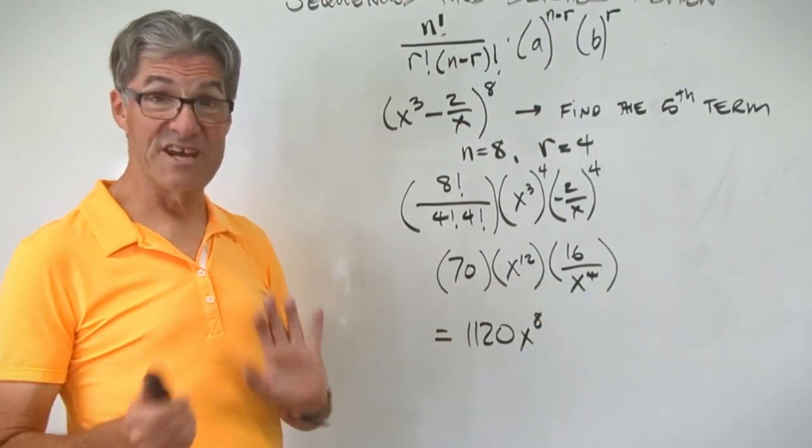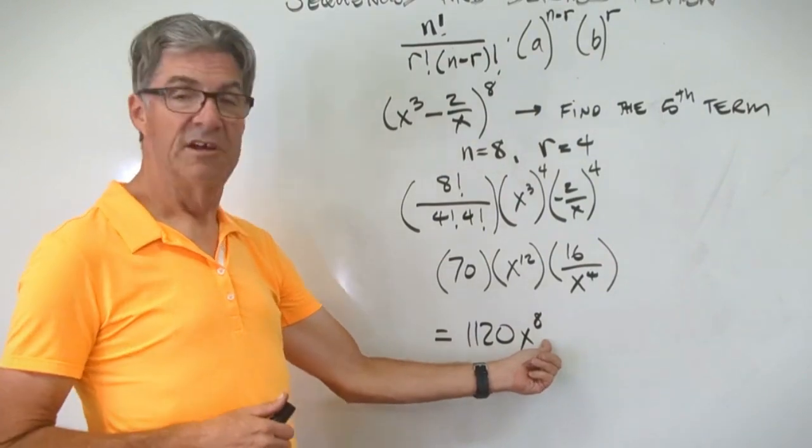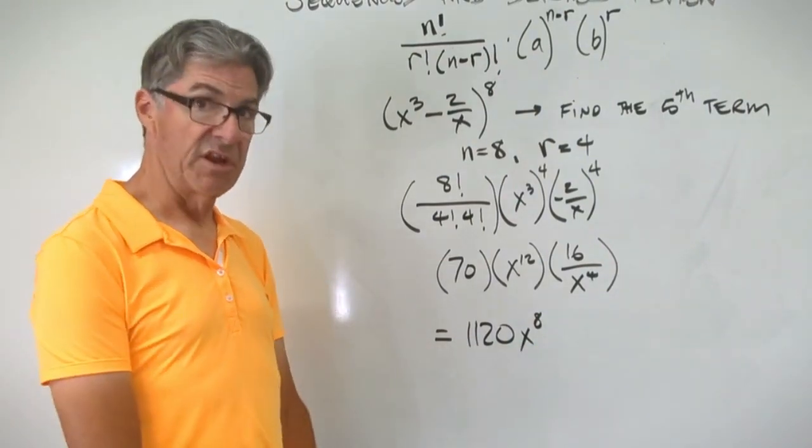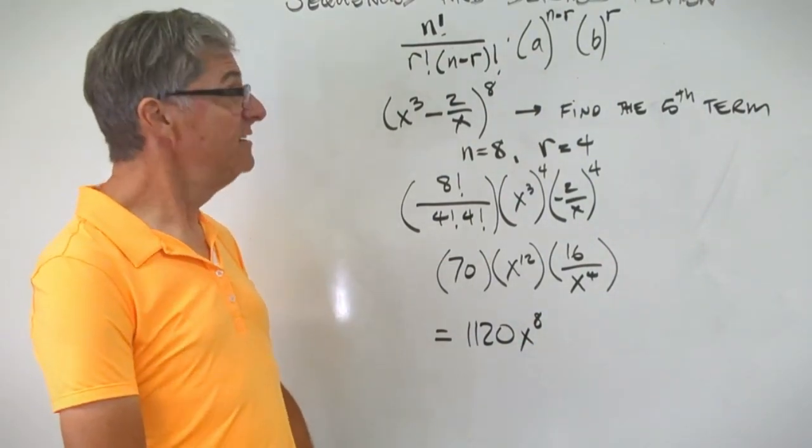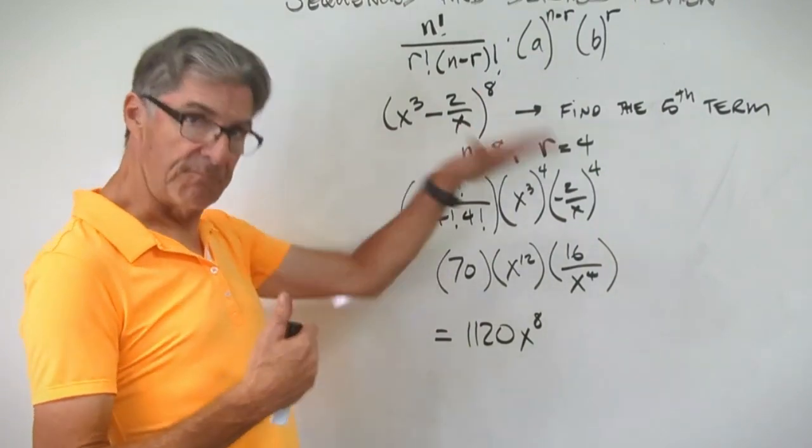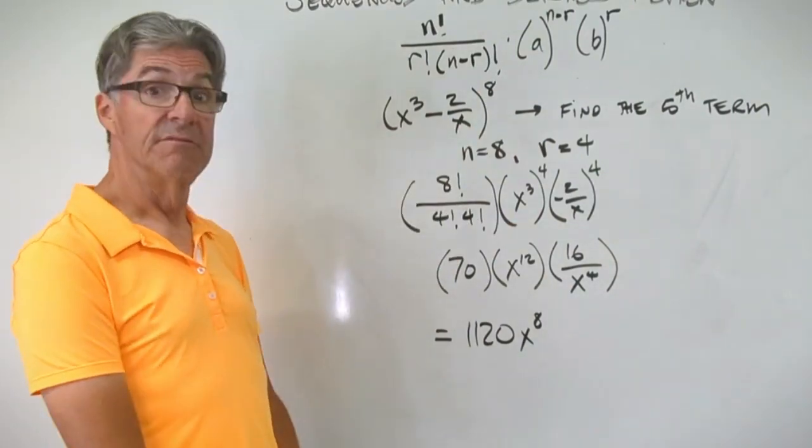And so I've got some nice confirmation here. I wound up with 8 as my exponent, which is good. I should have that because I know that from the previous board. So there you go.